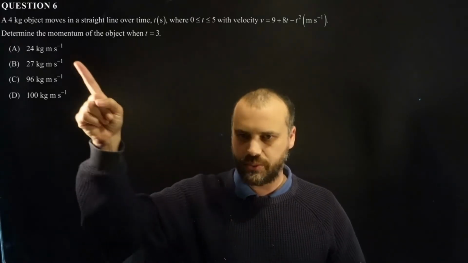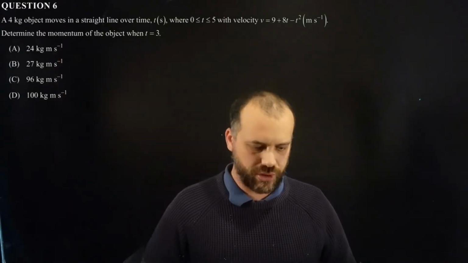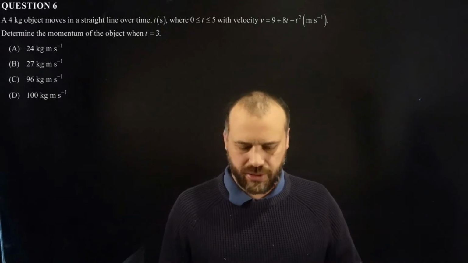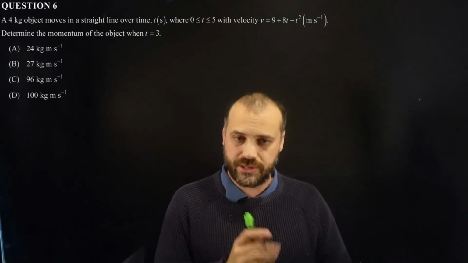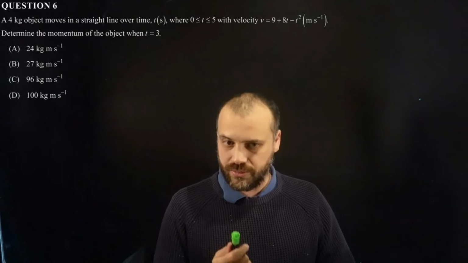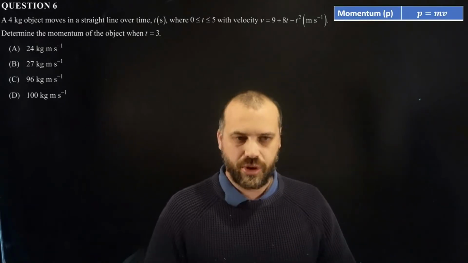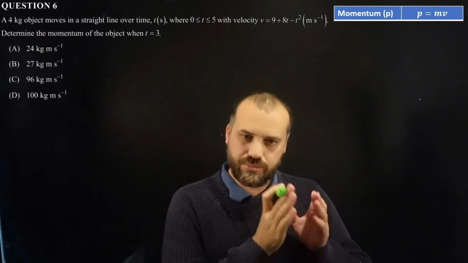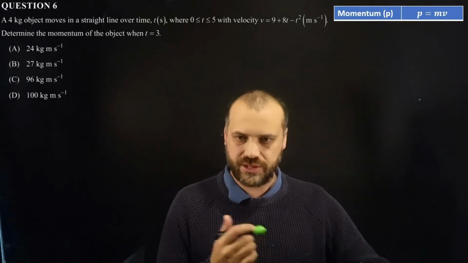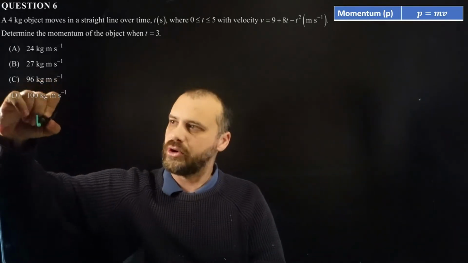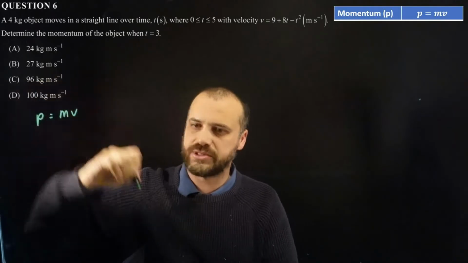Celebrate, next question. All right, so we've got a question here. We're determining the momentum of the object. Now, momentum doesn't appear on your formula sheet, so it's one of those formulas you need to know. The momentum formula is this. Momentum, P, is equal to mass times velocity. So let's just write that down. Momentum equals mass times velocity.